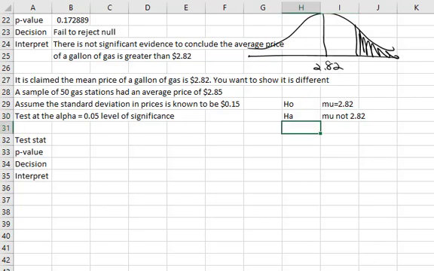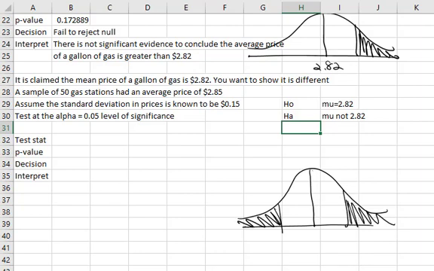Which means if I were to draw a picture of this distribution, we don't care if it's smaller or larger. Which means we're going to have to find out how much area is in one tail, and then we're going to have to double it to get the full two-tail area. First, though, our test statistic.